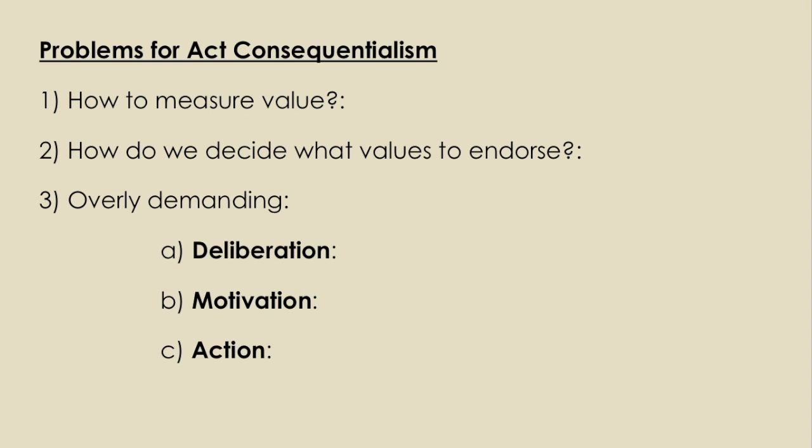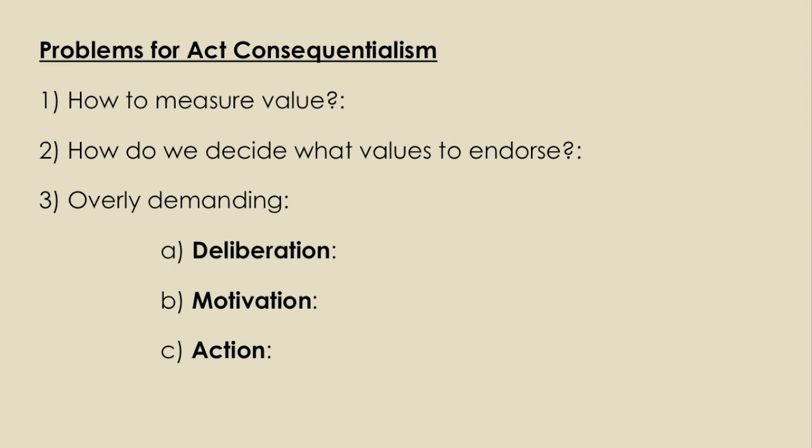Two, how do we decide what values to endorse? So again, this is a question primarily for value theory. Is it happiness that matters, or is it justice that matters, or is it knowledge that matters? How do we figure out what values to endorse? So those two problems are general problems about value. The third problem, though, is a pretty serious problem related directly to act consequentialism. And the objection is this: act consequentialism or act utilitarianism is overly demanding.